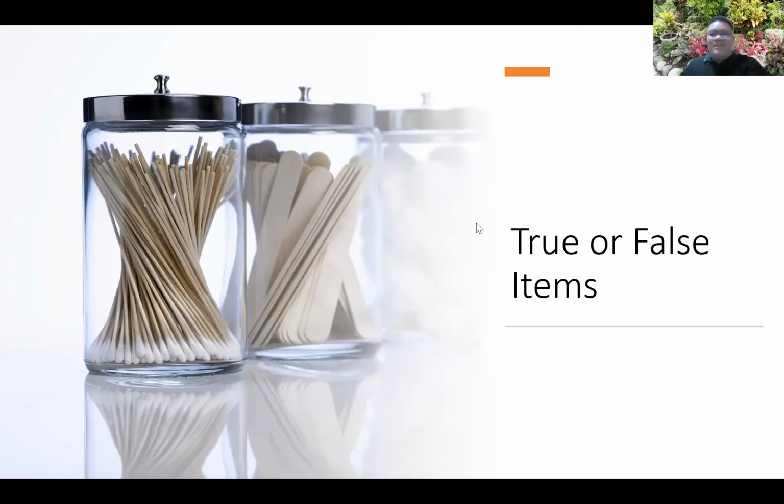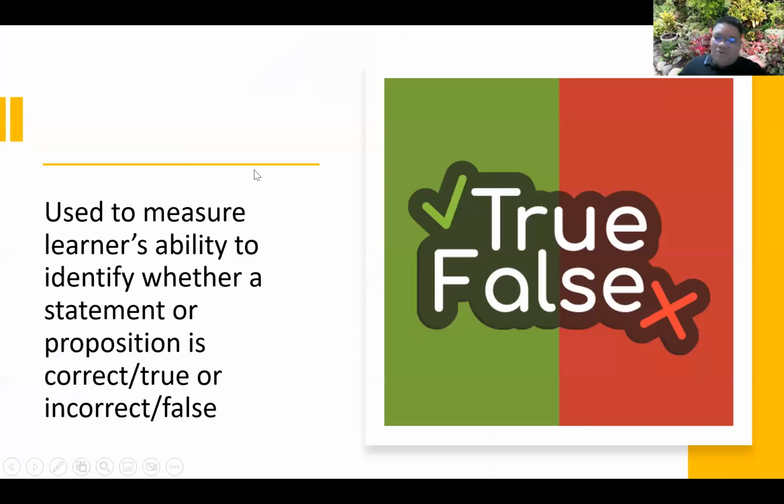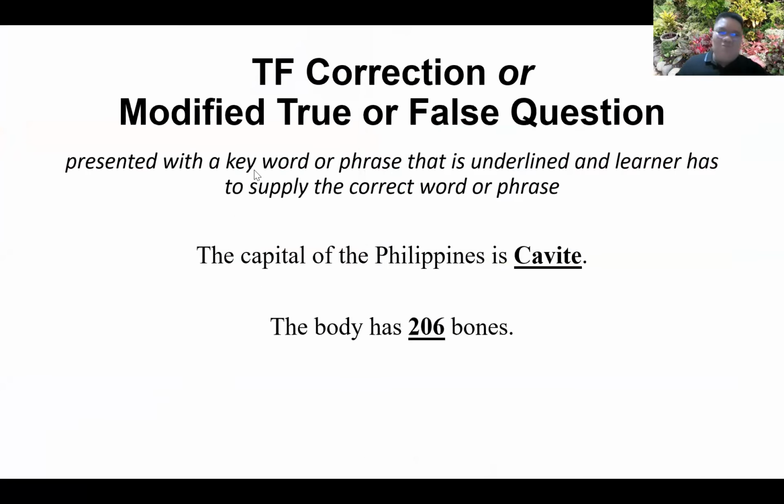Okay? Now, let's go to your true or false items. If I talk about true or false items, class, no? So, common natin tong ginagamit. Mahilig tayo sa true or false. So, class, your true or false is used to measure the learner abilities, okay, to identify whether a statement or proposition is correct or true, incorrect, or false. Okay, sir, parang obvious yan.